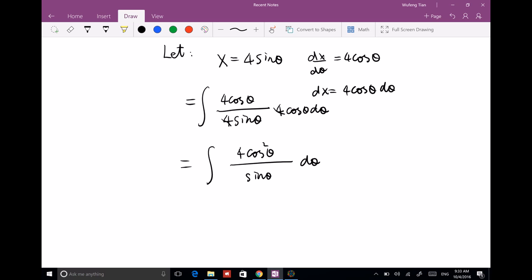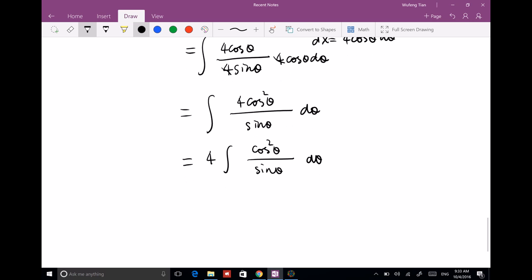I think that's why I said that from here, some students might need help. So now, the 4 is a constant, we can take it out: 4 cosine theta squared over sine theta d theta. I have a question here. Can anyone tell me what you think I need to do to continue? That's very good. We substitute cosine theta squared equals 1 minus sine theta squared. Can you tell me why you want to do that?